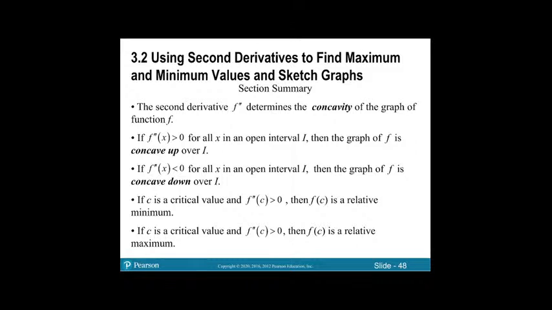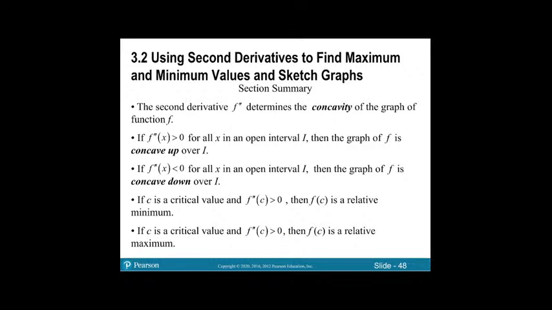As a quick section summary, the second derivative determines the concavity of the graph. So that tells you, does the curve open up or does the curve open down? If the second derivative is positive, we say that's concave up. If the second derivative is negative, we say that's concave down. When we plug in the critical value, if it's positive, then it's going to be a minimum, because if the second derivative is positive, that means it's concave up. That means we're talking about a minimum value. If the second derivative of that critical value is positive, that means our function is concave.